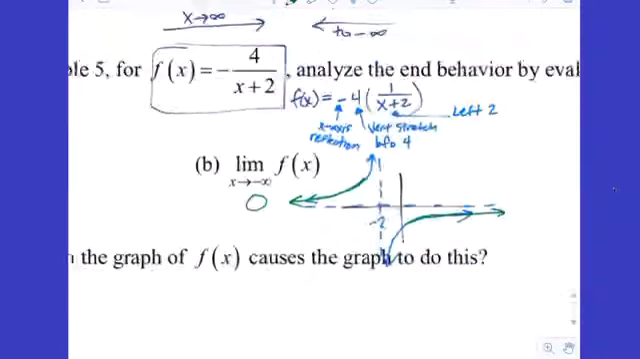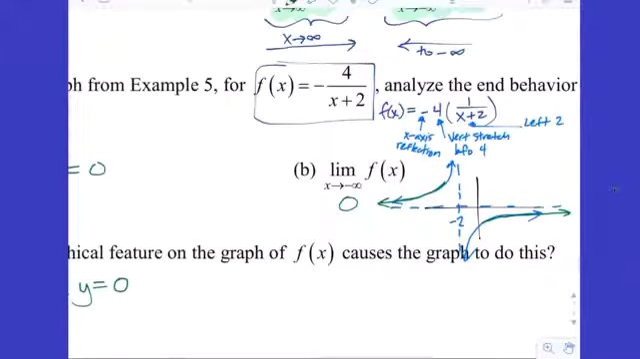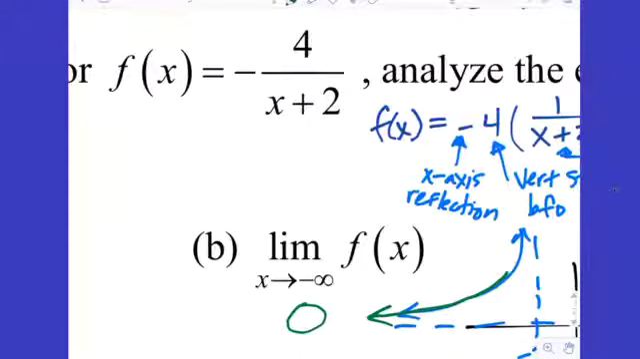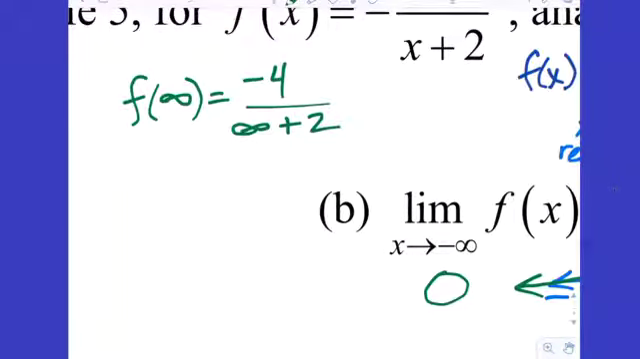Now, my question to you is, did you have to sketch the graph to figure that out? Well, for the first time, yeah, maybe it was helpful. But in the future, here's what we could do. We can't plug in infinity per se for x. But let's pretend that we can. F of infinity, right? It's not a number, but if we plug it in, we get negative 4 over infinity plus 2.